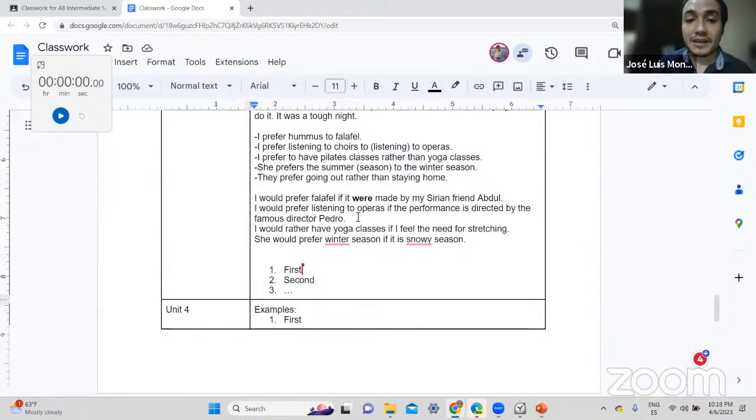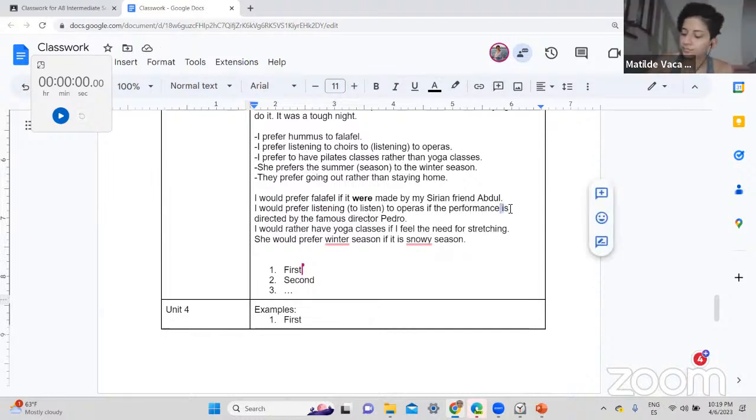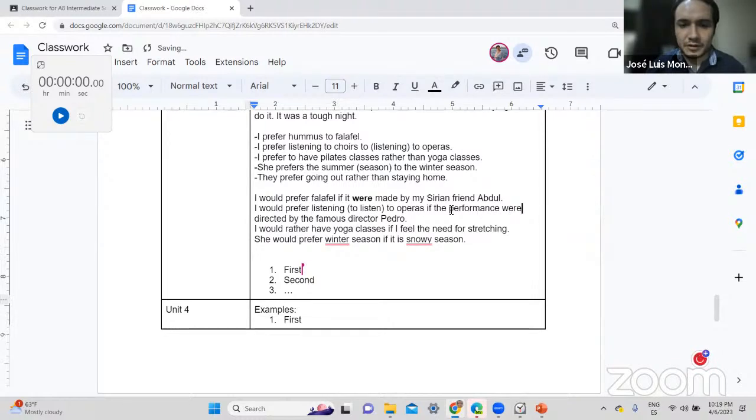And the same here, right? I would prefer listening. Remember, in this case, you can still use listening, but it's advisable when you have prefer to use an infinitive or directly the noun. This is not incorrect, but in grammar, it's advisable to use listen. Okay, I would prefer to listen to opera, if the performance, again here, were directed by the famous director Pedro. The same: present unreal plus infinitive is going to be the best option. And I think that's it. It's working good.